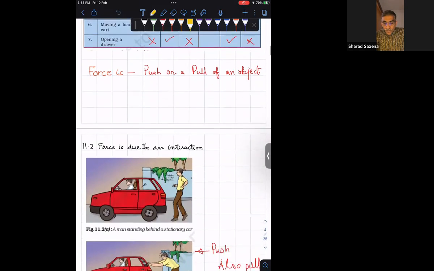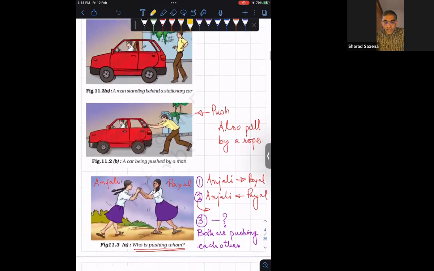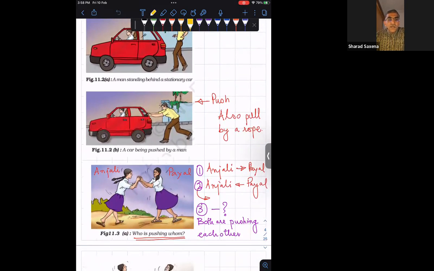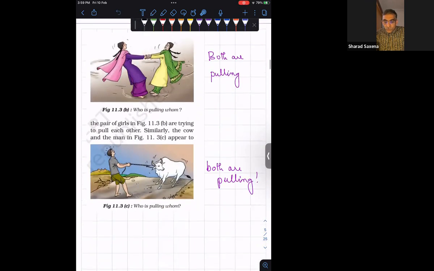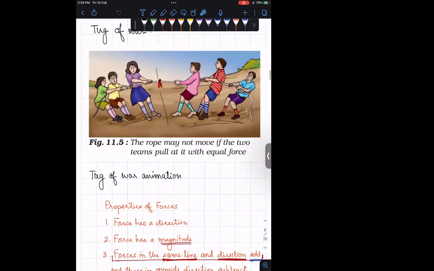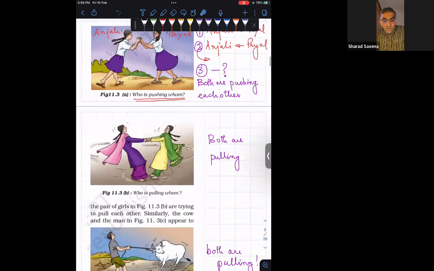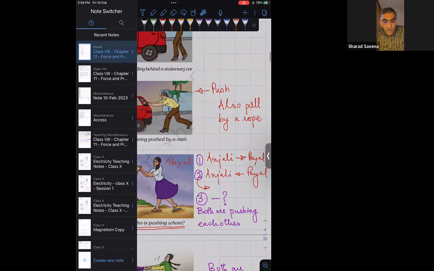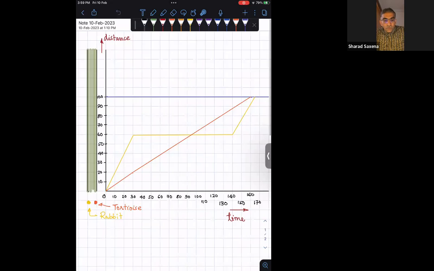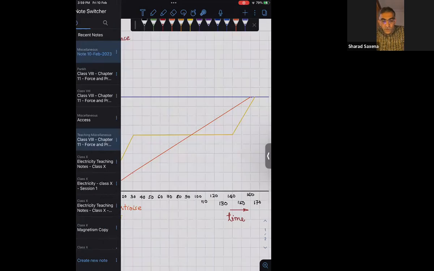Right. Then push, pull thing. Then I catch hold of two girls and I say, Anjali is here, Payal is here. Who is pushing whom? Whether Anjali is pushing Payal, something which is shown over here, or Payal pushing Anjali, or both are pushing each other. Then I take a poll and say, tell me who is with 1, who is with 2, who is with 3, and so on. This makes it very interesting. I do the same thing with another one.